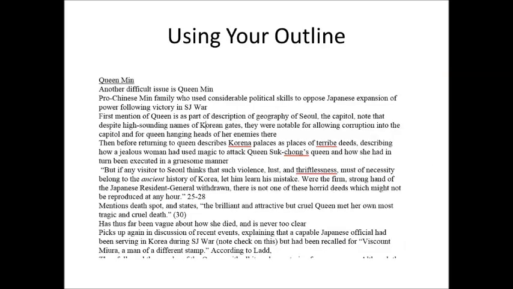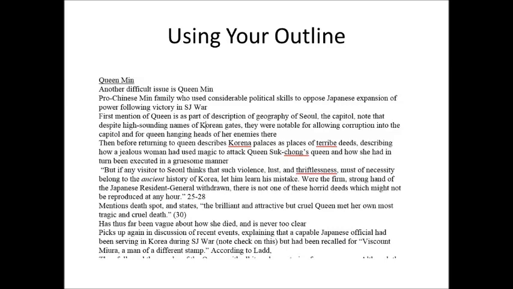So if we continue on, you can see here I've taken my outline and I've added a bit to it. I had the bare facts of the book, but at the top I've added a transition: Another difficult issue is Queen Min. And then I have a line to remind myself to write out who she is in terms of her background, that she was part of the pro-Chinese Min family, that she was a very politically skilled, astute woman who used these skills to oppose Japanese expansion of power following the victory in the Sino-Japanese War. And you can see it's not a complete sentence. I can't think grammatically and historically at the same time.